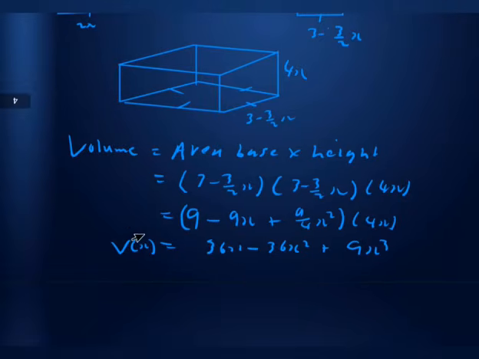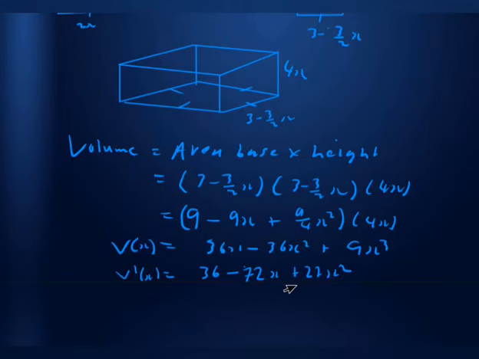Alright, so now let's get the first derivative. So we say that we have got the full form. So this is going to be a cubic graph, right? So now let's get the first derivative. So we're going to say the first derivative of the volume is going to be equal to 36 minus 72x, then we're going to have plus 27x squared.